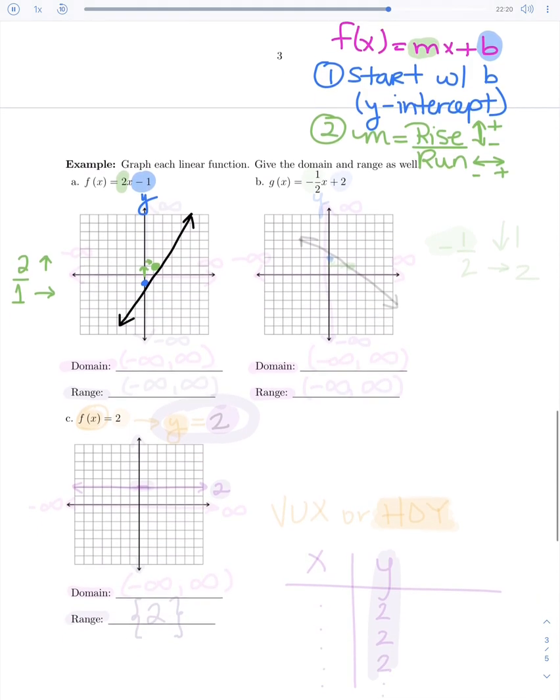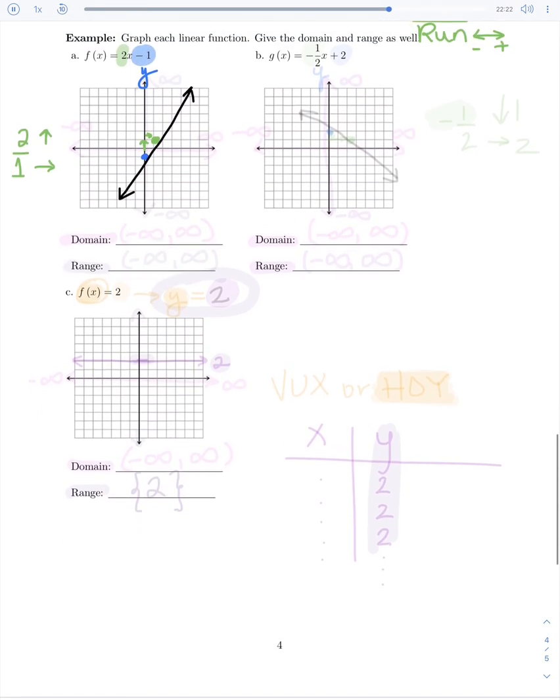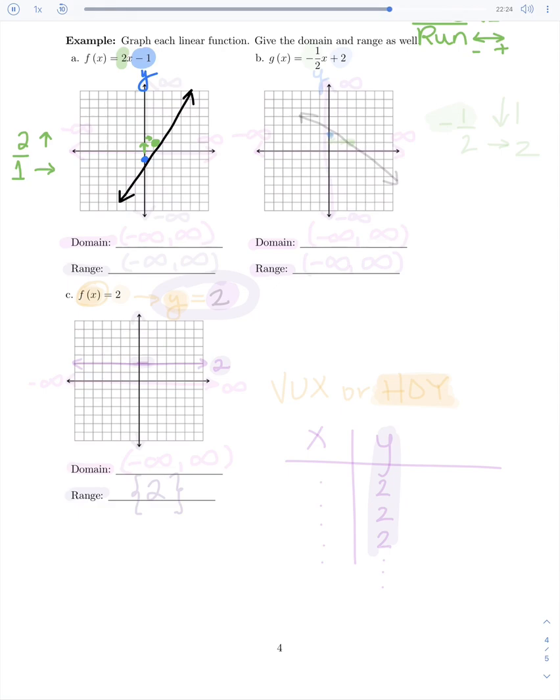It's nothing new. The only thing we want to add on is our domain and our range. Remember, domain has to deal with x values in reading your graph from left to right. But notice, lines go forever from left to right. So our domain will just be negative infinity to positive infinity.